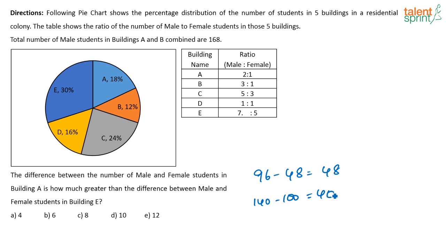Now, what are they asking? They are asking us for this difference, 48 minus 40, or what is the answer? 8, option C. So, once you form that table, it is very easy to answer the subsequent questions.